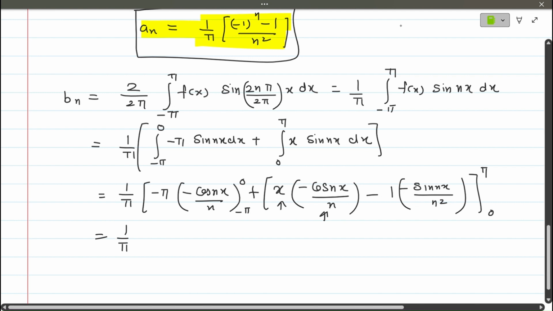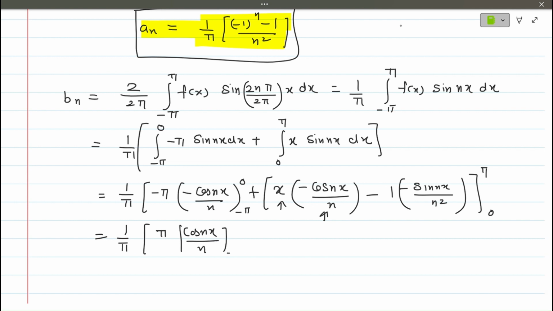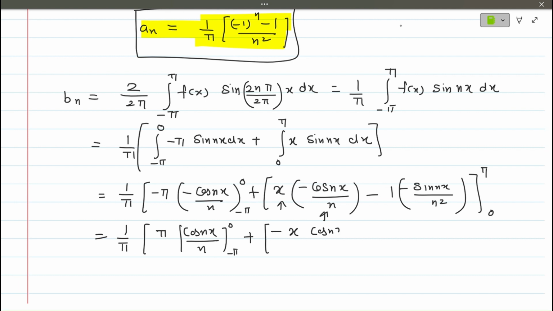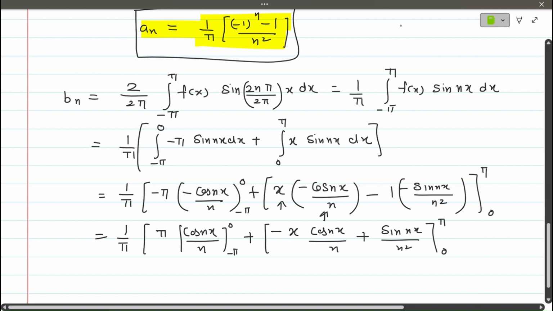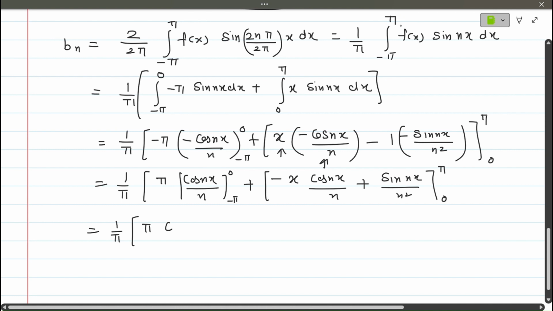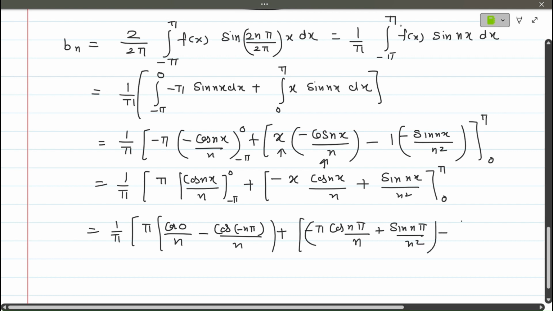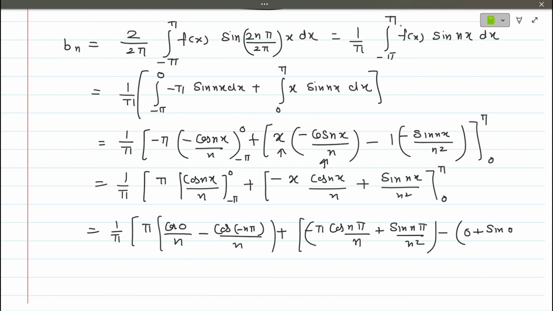Okay, so 1 upon pi, this negative gets cancelled with the negative sign, pi cos of nx divided by n, limits are from minus pi to 0, plus minus x cos of nx divided by n, negative times negative is positive, sine of nx divided by n square, limits are from 0 to pi. Pi cos of 0 divided by n minus cos of minus n pi divided by n, plus minus pi cos of n pi divided by n, plus sine of n pi divided by n square, and lower limit 0 times something is 0, plus sine of 0 divided by n square.